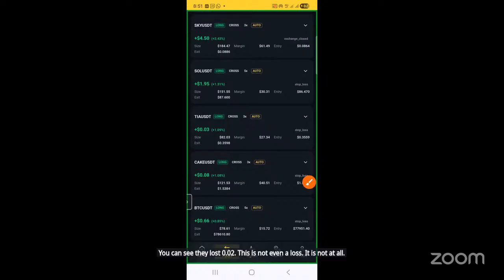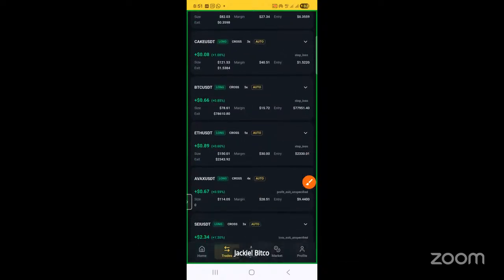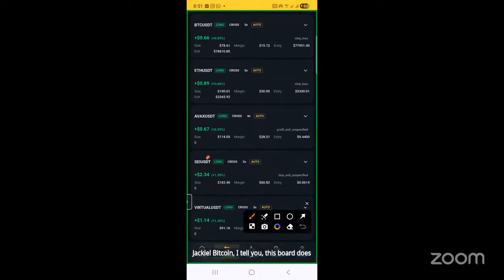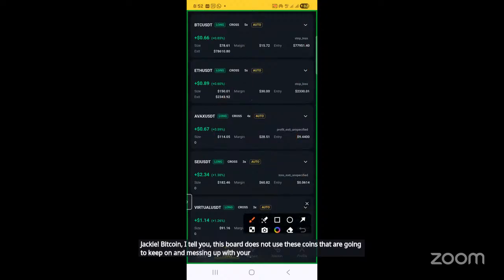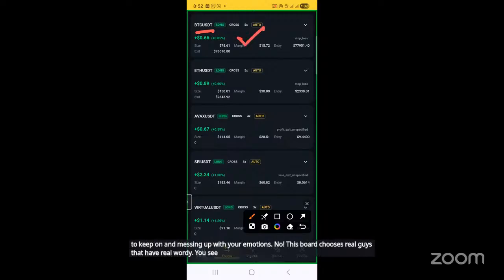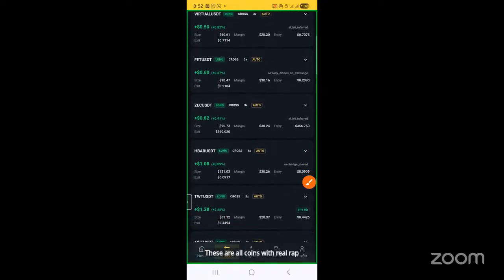Now look at other trades. The Sky, $4. Solana. But you see the coins it is trading. These are some of the top coins. Solana, Tia, Bitcoin. I tell you, this bot does not choose coins that are going to keep on messing up with your emotions. No, this bot chooses real coins that have real liquidity. You see Bitcoin, you see Ethereum here, see Avax, see Sei, Virtual. These are all coins with real liquidity, even if you go to Coin Market Cap.